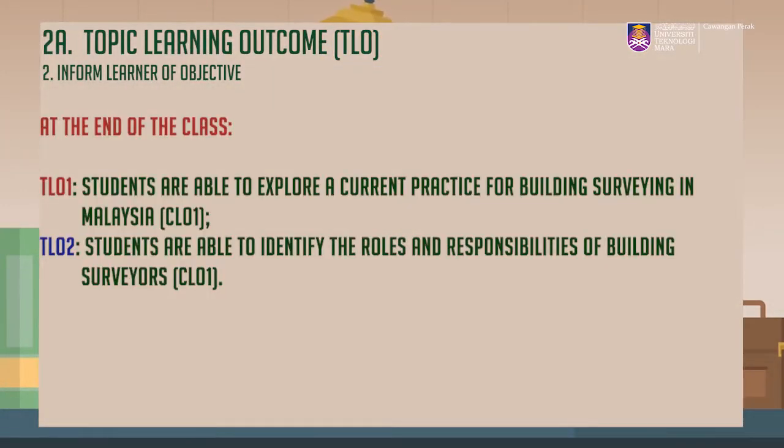For today's topic learning outcome or TLO, at the end of the class, for TLO number 1, students are able to explore current practice for building surveying in Malaysia. For TLO number 2, students are able to identify the roles and responsibilities of building surveyors.